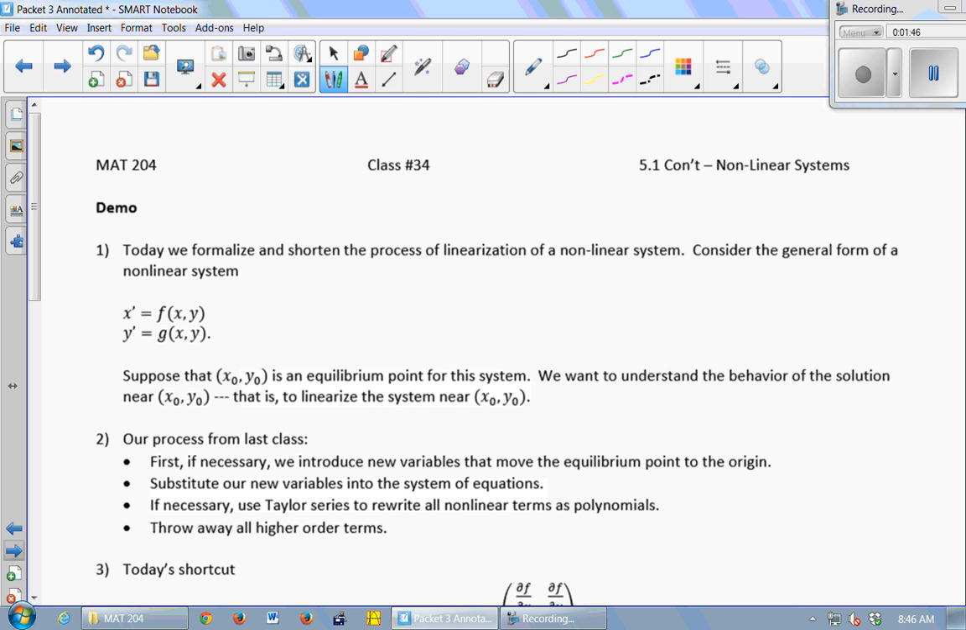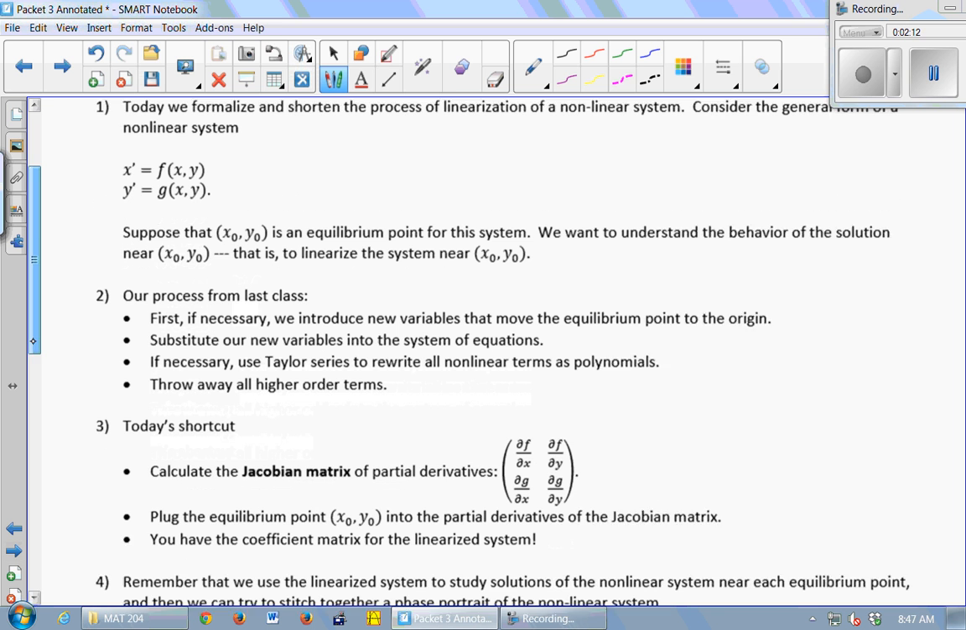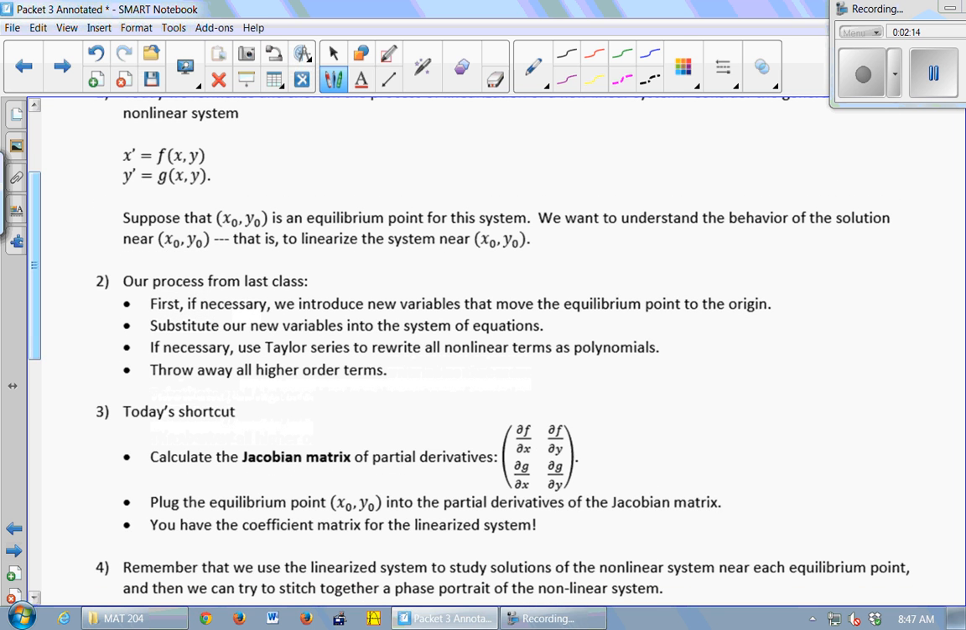So if x prime is some stuff with x's and y's in it, you could write it as a function of 2 variables, a function of x and y. That just means it's a formula, some sort of formula with x's and y's in it. And then y prime is also some formula with x's and y's in it. So instead of writing a specific formula when we're trying to generalize the process, we'll call them f of x, y and g of x, y. So let's say that x naught, y naught is the equilibrium point for the system, and we want to understand the behavior of the system near x naught, y naught. So we want to linearize around that equilibrium point.